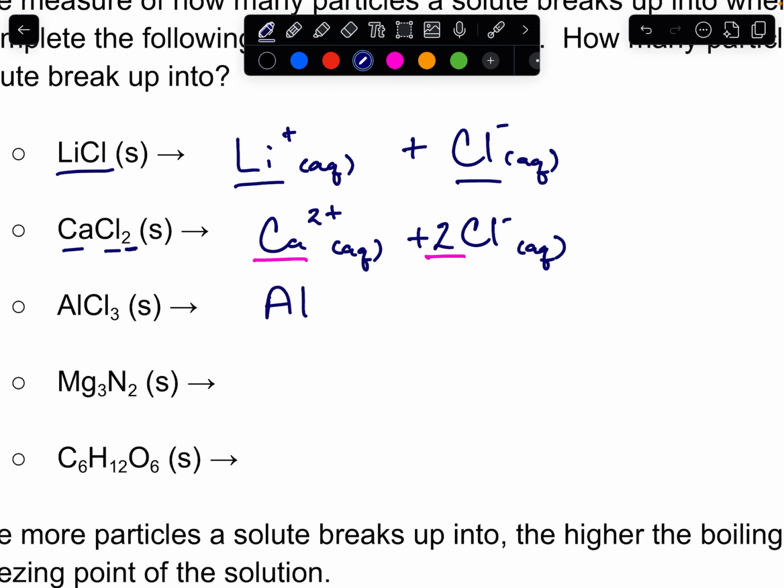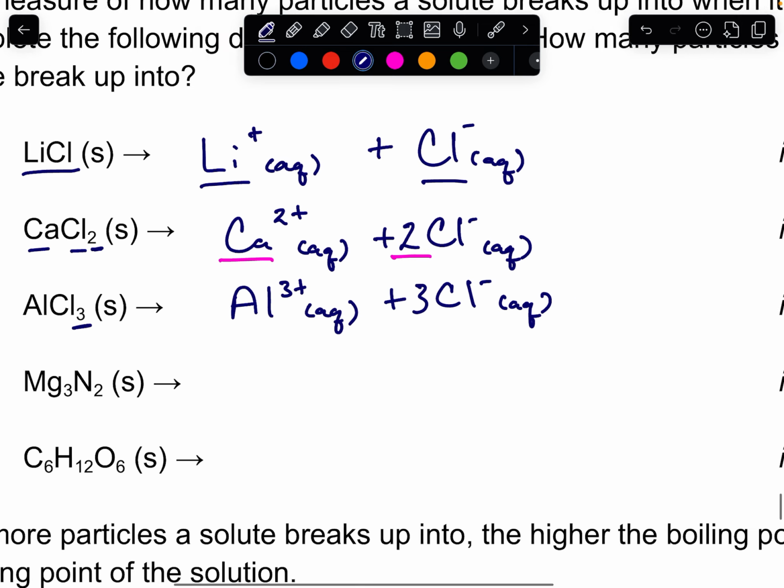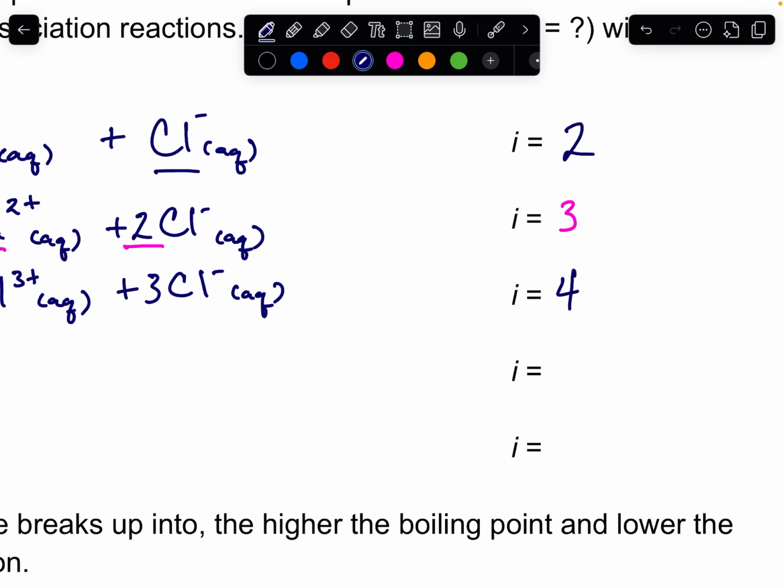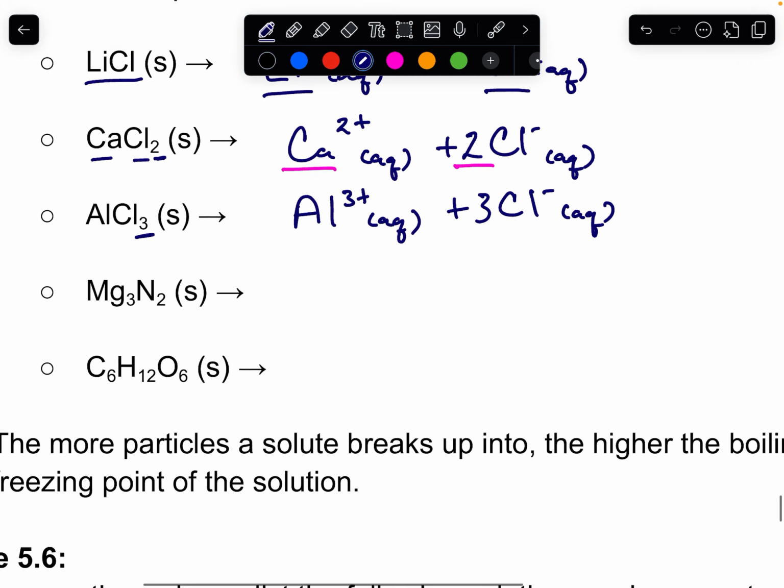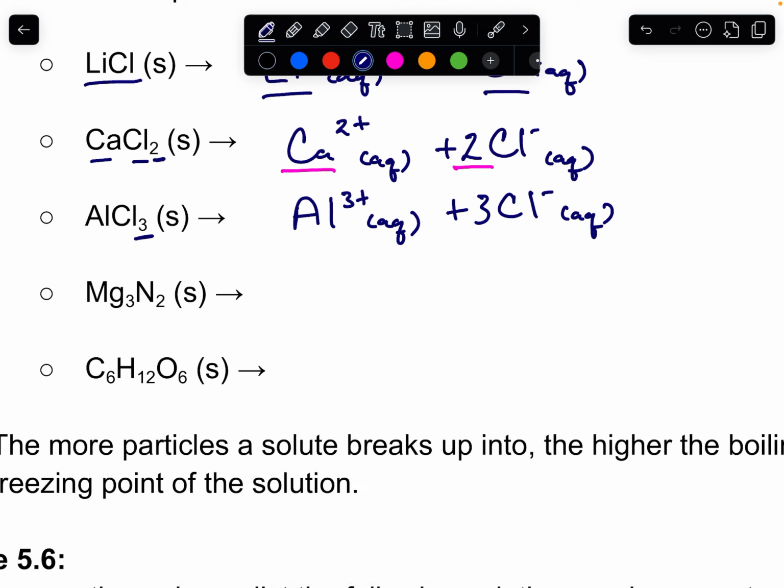Okay, so let's take a look here at aluminum chloride. Okay, so aluminum, I'm going to break that up. I get Al3+. Okay, and then we are still making the same chloride ion. Okay, but this time I've got 3 of them in here. So I'm going to do 3. So I've got 1 aluminum and 3 chlorides. So my I value is going to be 4.